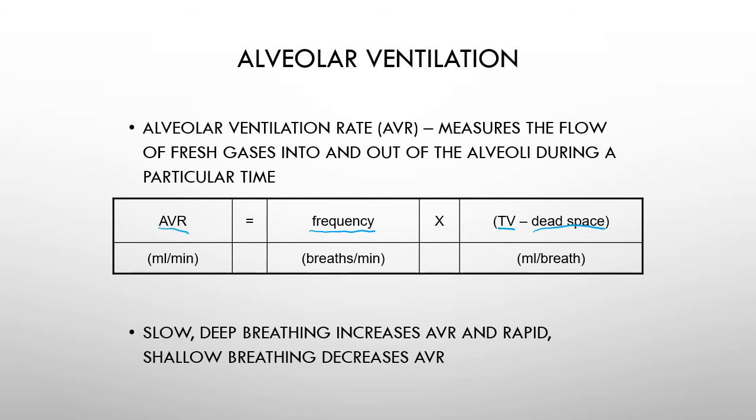And so this is how much air is actually going to be able to be exchanged within the lungs themselves. Depending upon how we change our respirations, this is going to alter our alveolar ventilation rate. If we take deep, slow breaths, our AVR increases. If we take rapid, shallow breaths, our AVR decreases. So we're going to change that amount there. And if we took deep, fast breaths, we'd increase our AVR even more.